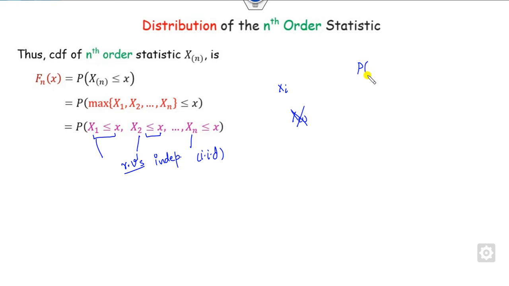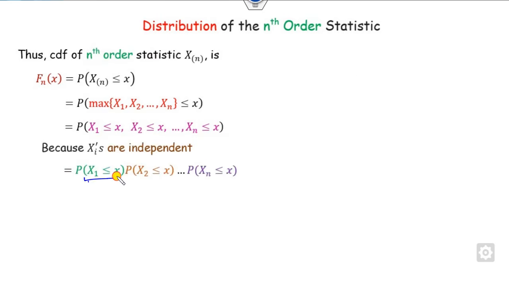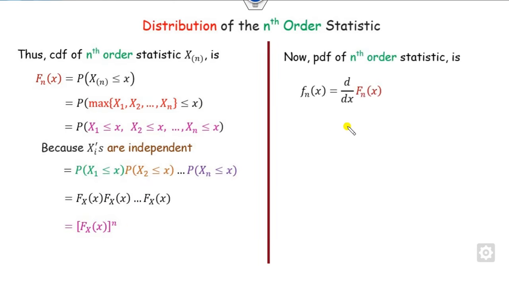So once they are independent, what is the probability of X comma Y? This is nothing but the probability of X times the probability of Y. So I can write this term as follows: this is the CDF of the X1 variable, this is the CDF of the X2 variable, and this is the CDF of the Xn variable. But since they are identical also, each of the distributions is the same. So we get FX, FX and FX, n times. Therefore, this is the CDF of the nth order statistic. Once you know the CDF, you can easily calculate the PDF by using its derivative.